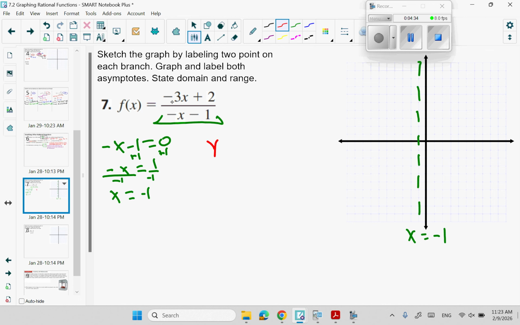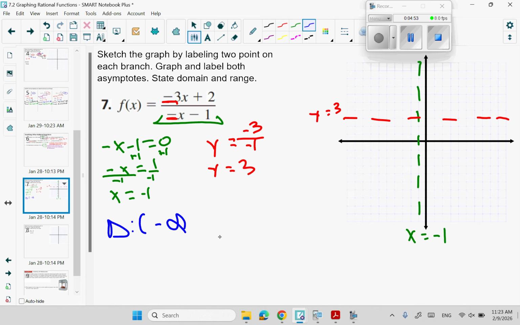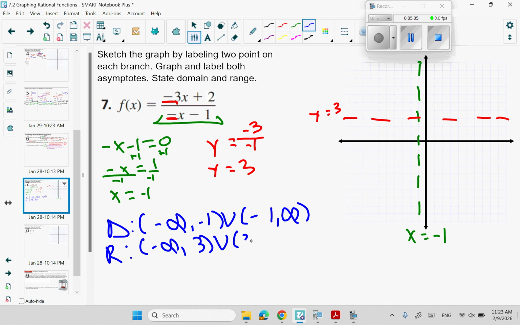The y asymptote, again, uses the numbers in front of the x, so I'm just going to divide them. -3 over -1, so we get y equals 3. So my domain, again, is everything except for the x asymptote: -infinity to -1, union -1 to infinity. The range is everything but the y asymptote: negative infinity to 3, union 3 to infinity.